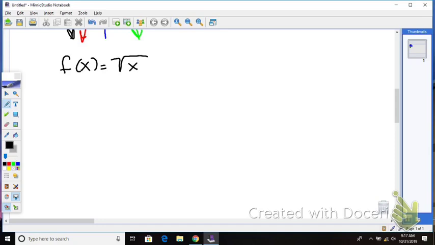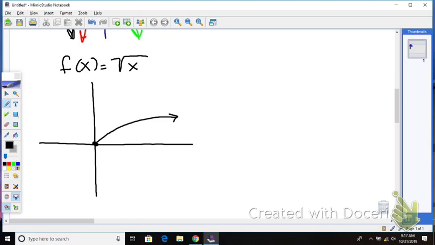This time, here's my original function. So it's going to start at 0, 0. This is the original shape of the square root of x. I want you guys to graph this one: G of x equals negative square root of x minus 2. So it's got two shifts going on here.